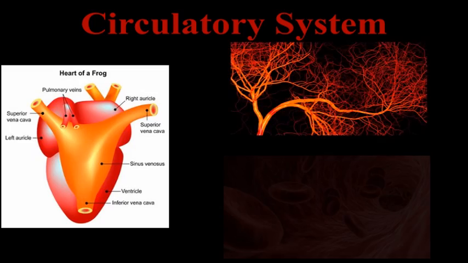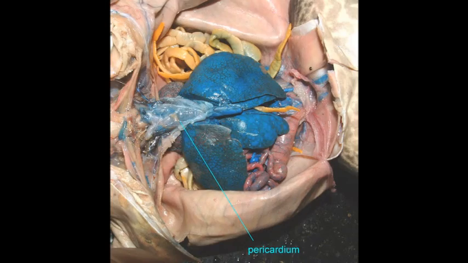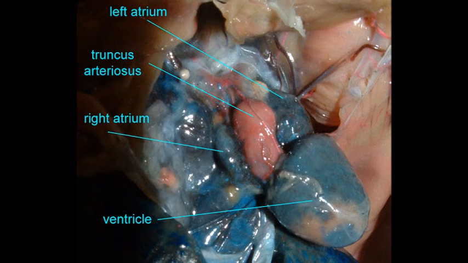The circulatory system consists simply of the heart, the blood vessels, and the blood itself. Frogs have a closed double-loop circulatory system, which will be further explained later in the video. The heart itself is encapsulated within a thin membrane, known as the pericardial sac, and has 3 distinct chambers, a singular ventricle and 2 atria.